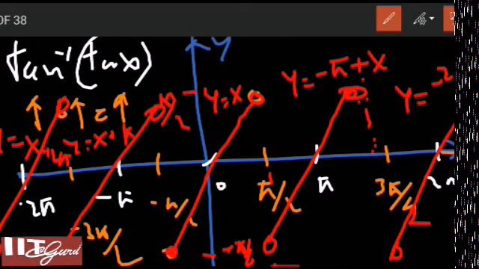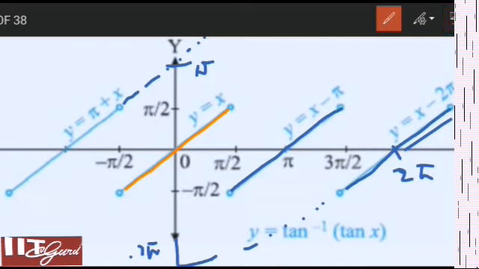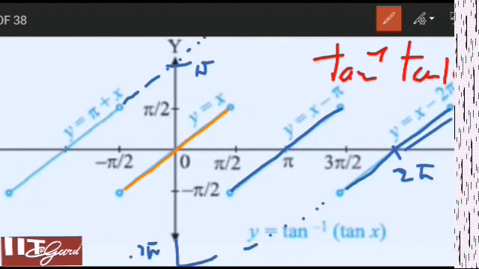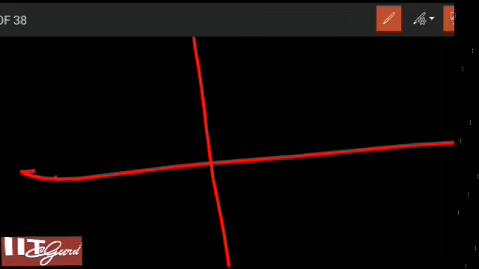Now suppose I ask you to solve the value of tan inverse tan 10. How to solve this? Let me write tan inverse tan 10. How to find it? 10 is nearly more than 3 pi, so beyond 2 pi and past 3 pi. So let me draw the graph once again, tan inverse tan x. Quickly I will draw like this way, like this way. This is a rough sketch, nothing else.